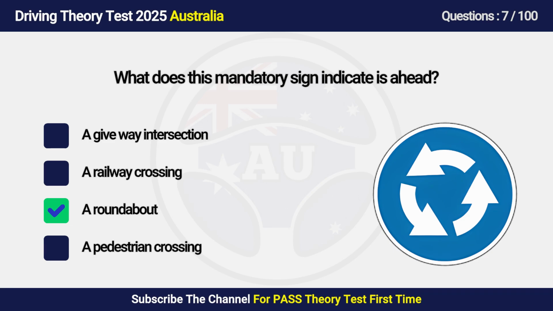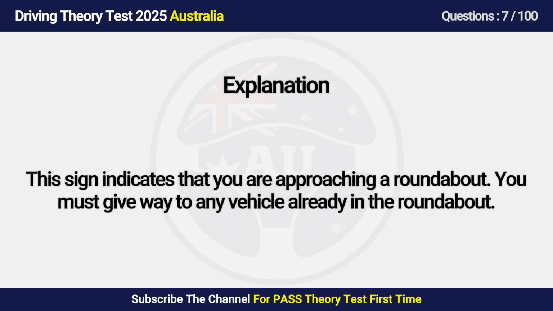Answer is C. A roundabout. This sign indicates that you are approaching a roundabout. You must give way to any vehicle already in the roundabout.